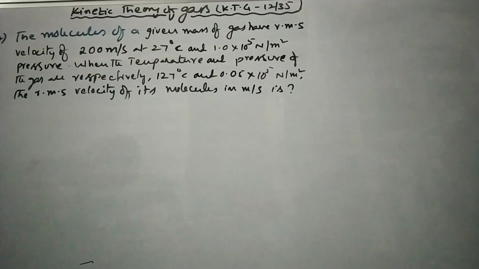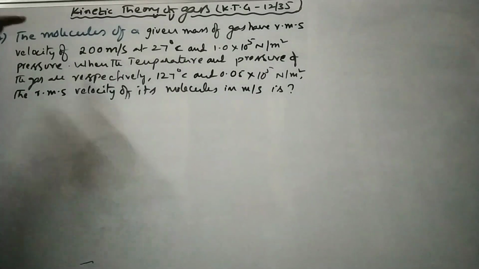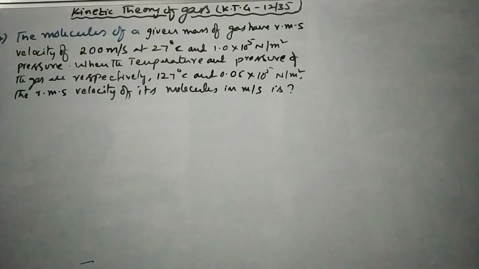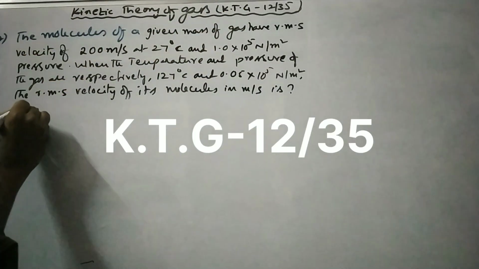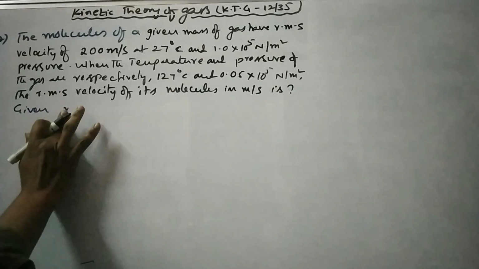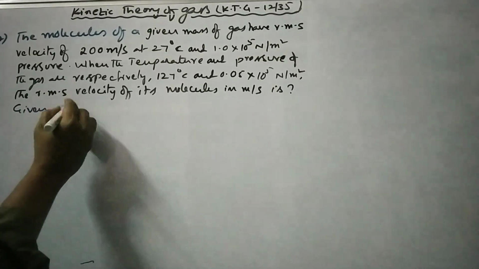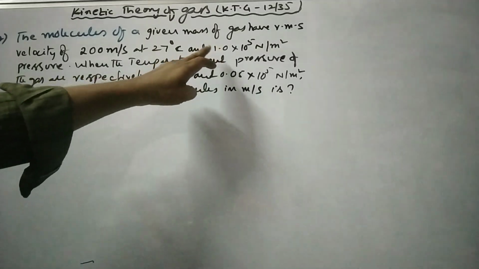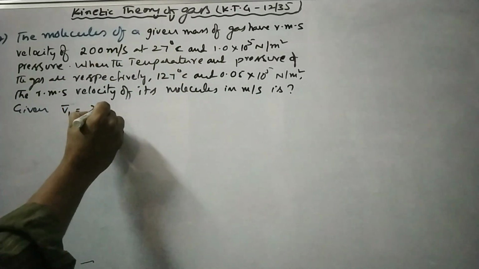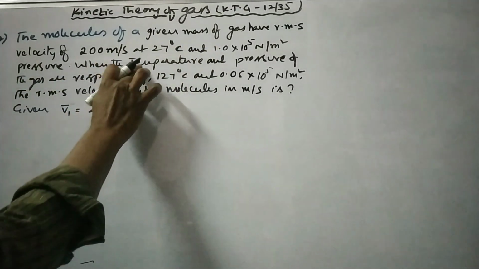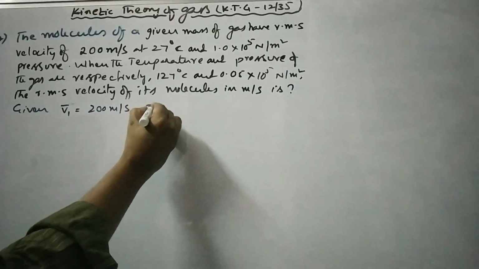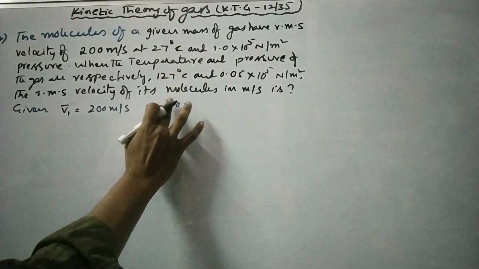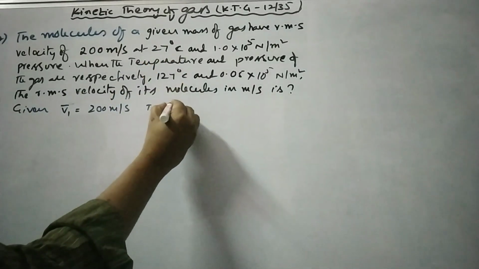Right, the 12th question in kinetic theory of gases: the molecules of a given mass of gas have RMS velocity. What is given? The RMS velocity, represented by v bar, is equal to 200 meters per second at temperature T1 equal to 27 degrees Celsius.